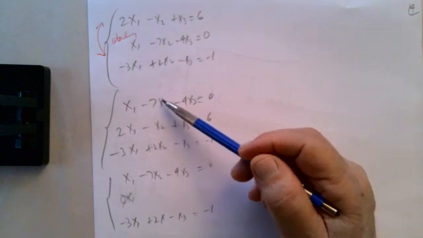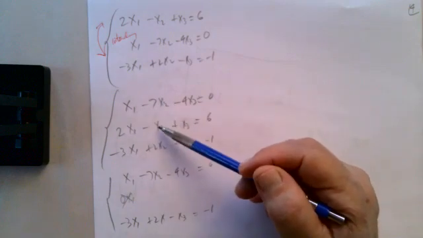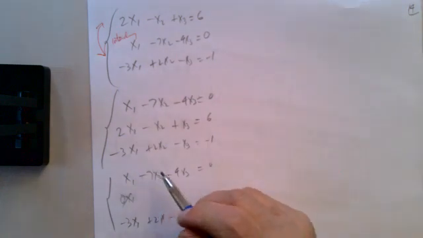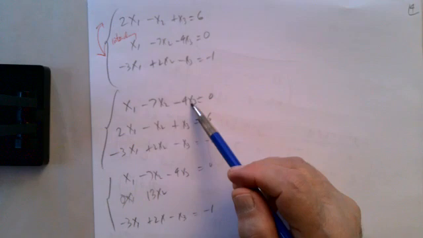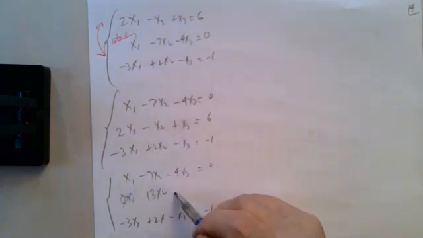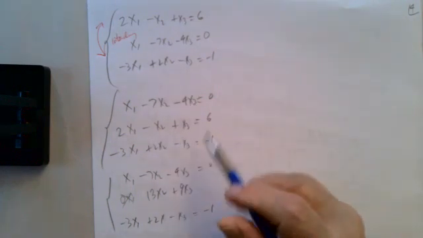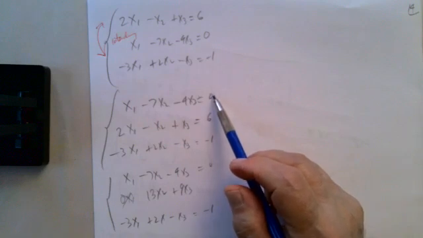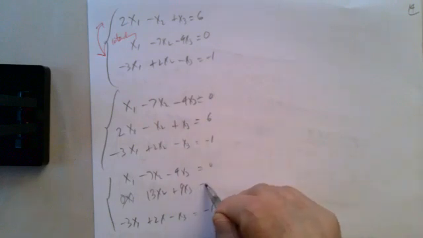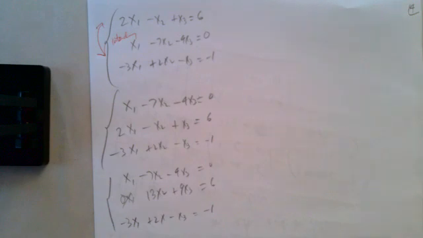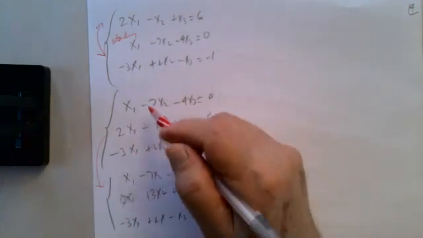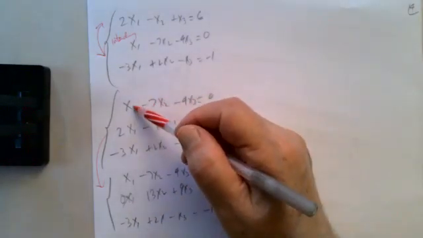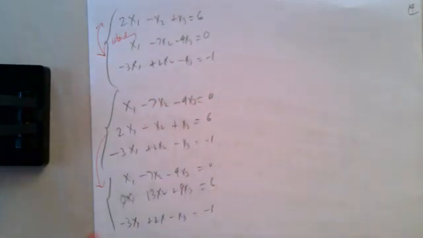-2 times this is 14x2 minus x2 is 13x2. -2 times this is 8x3 plus x3 is 9x3. -2 times 0 is 0, plus 6 is 6. So I got from here to here by adding -2 times the first row to the second row.